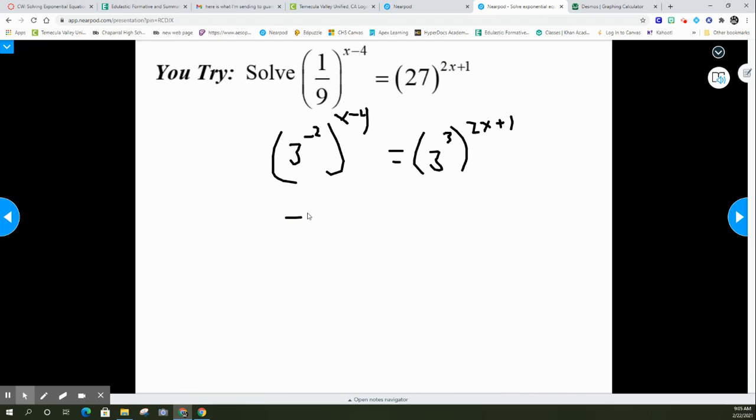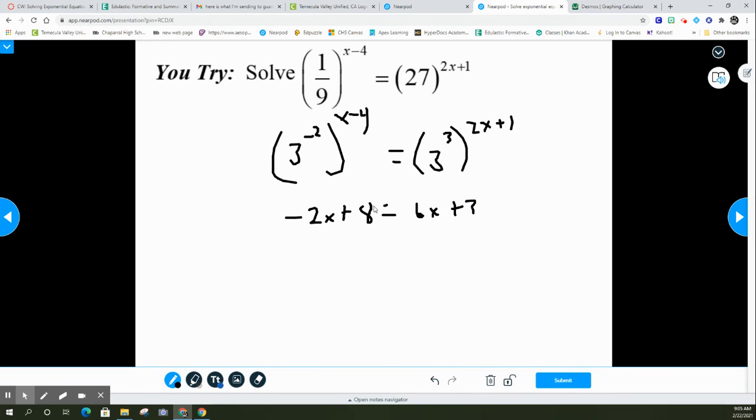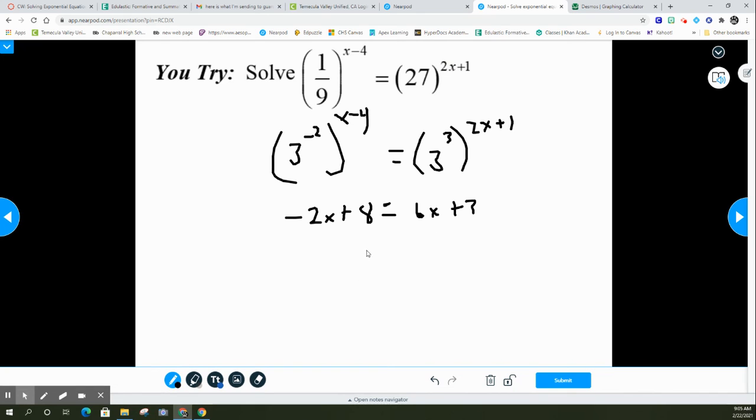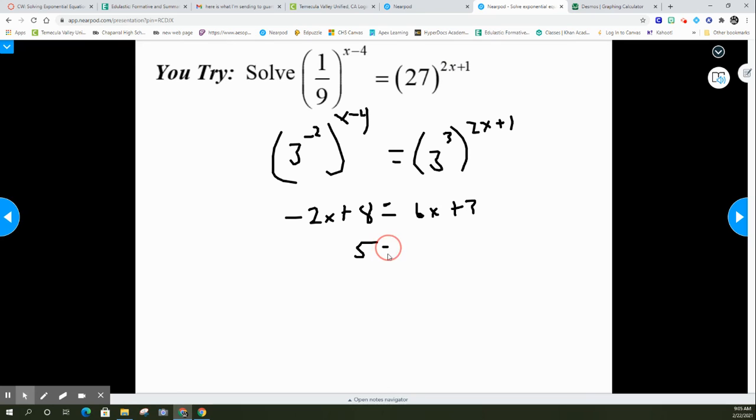So I get negative 2x plus 8 equals 6x plus 3. Again, I'm just multiplying the exponents together, dropping the bases because the bases are the same. And so I can solve. I subtract 3, I get 5. Add 2x, I get 8x. So x equals 5/8.